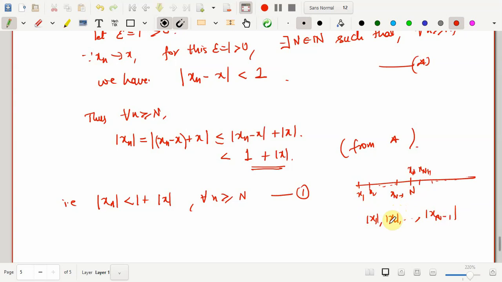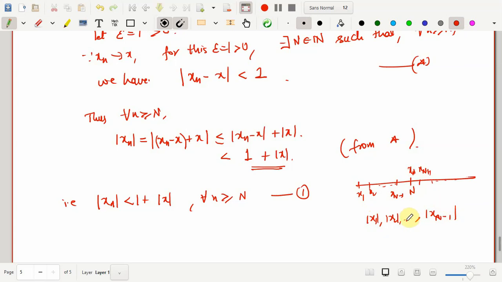So if you enumerate, this would be exactly n minus 1 terms, right? So to get a bound, it's not difficult. You just pick up the maximum element from here. Maximum element from here. So what will happen then, each of these mod of xn will be less than or equal to that maximum in this case.